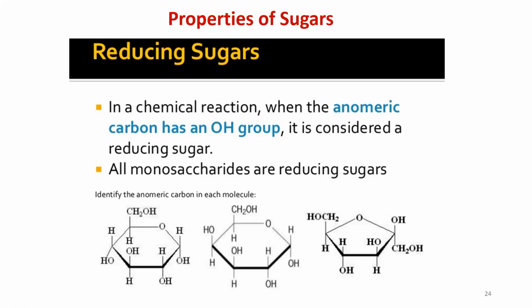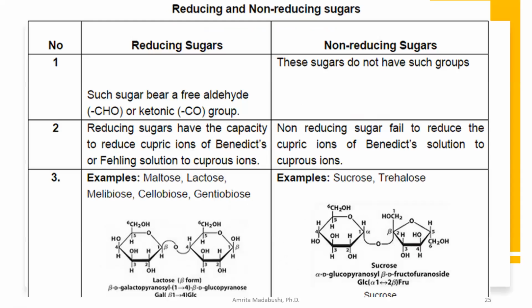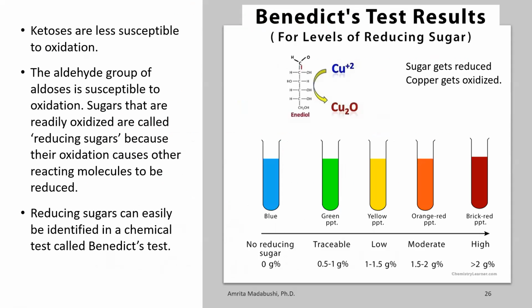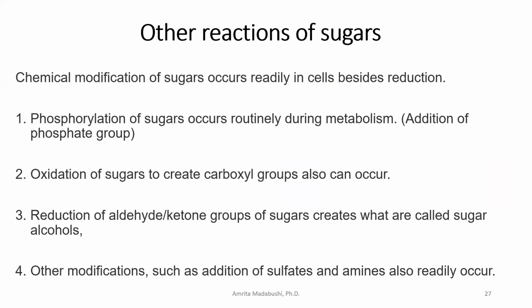So we talk about reducing sugar and non-reducing sugar. So how do we test it? The way we test it is by using what we call the Benedict solution. In this one, the sugar gets reduced and the copper gets oxidized. And the oxidation of copper makes it brick red in color, and that's what changes it. That's what makes that copper turn from blue to red. So that is one more thing, the oxidation and reduction.